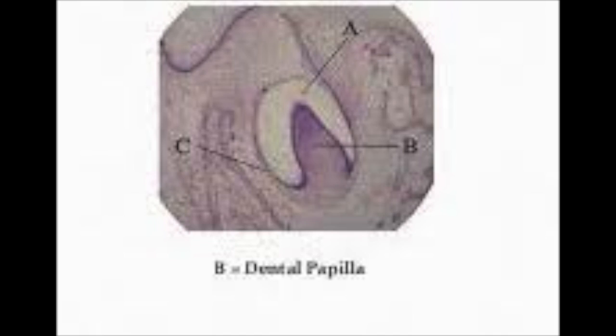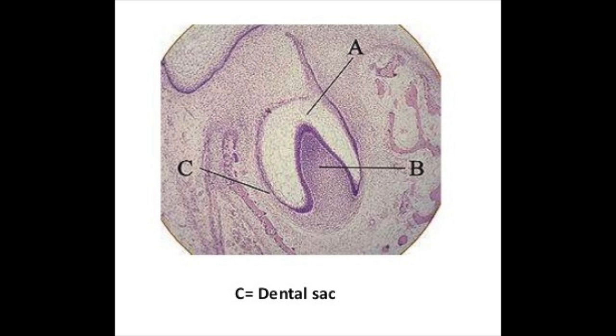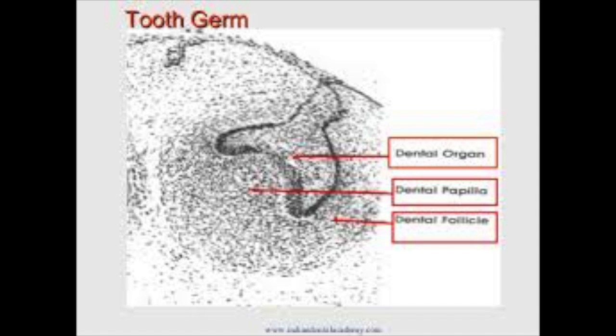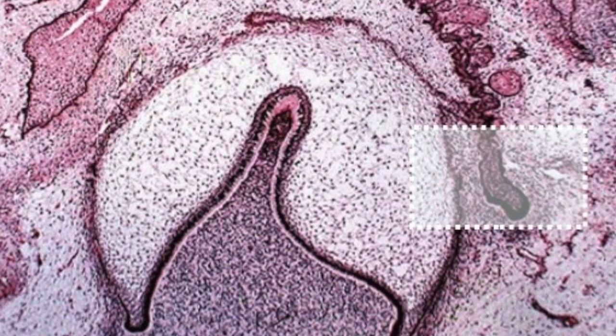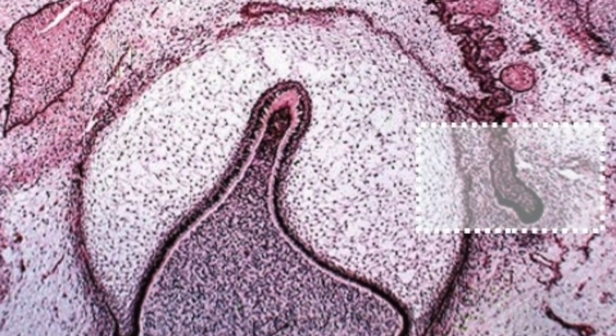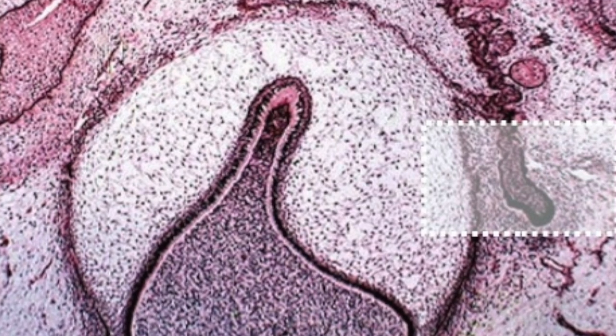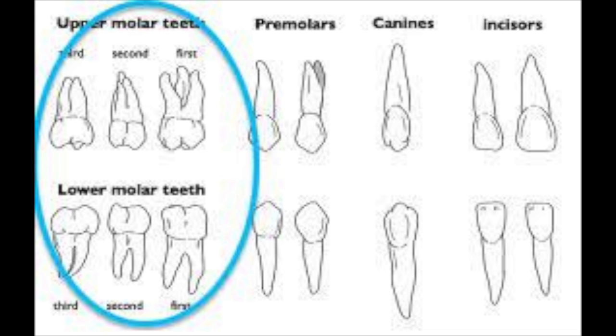In the cap, the inner mass is considered dental papilla, and the remaining ectomesenchyme on the outside forms the dental sac. The three structures, the enamel organ, dental papilla, and dental sac, are considered together to be a tooth germ. Lingual to these germs is the successional dental lamina, which is the site of origin for permanent teeth. Teeth that succeed primary dentition are considered succedaneous, while teeth that don't have predecessors, the permanent molars, are considered non-succedaneous.